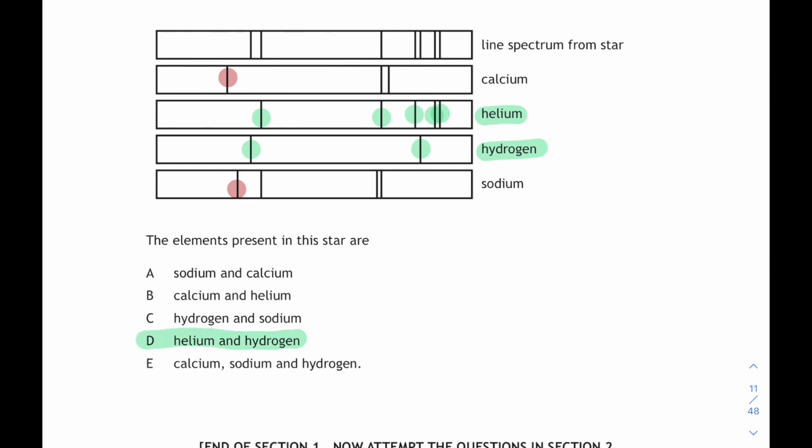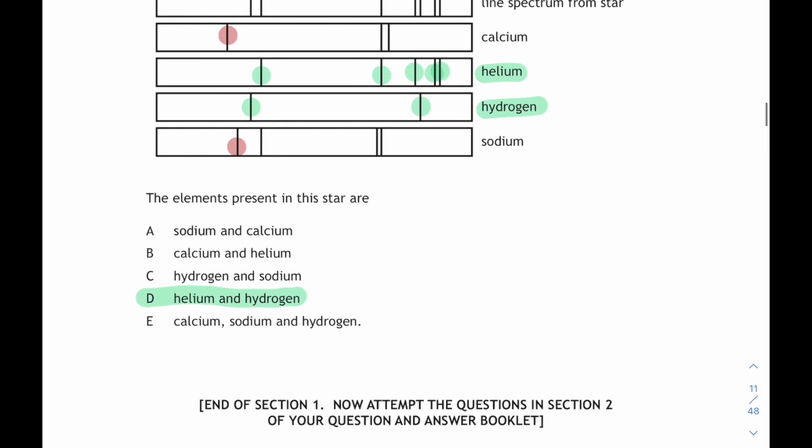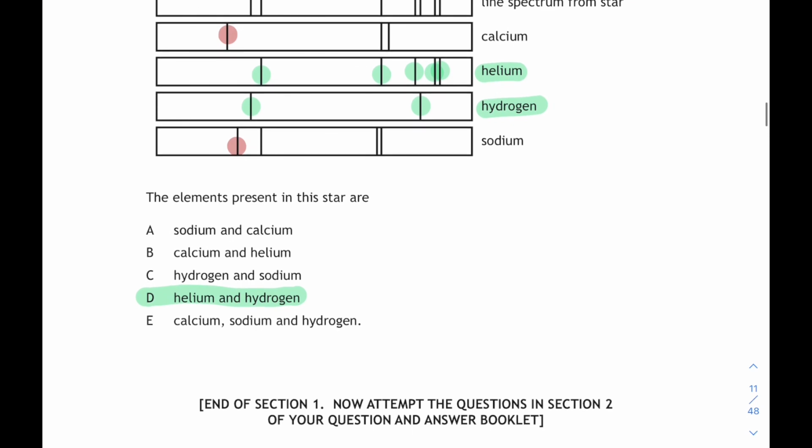There you go, that's the 2015 multiple choice paper, questions 1 to 20. Hopefully I've got them all right, and I hope that helps.